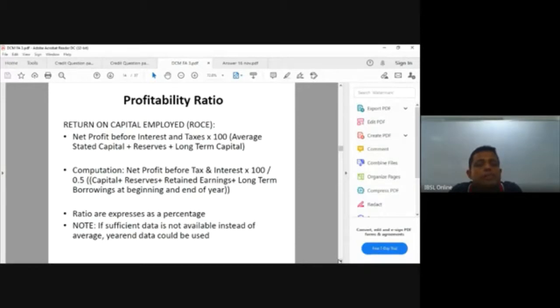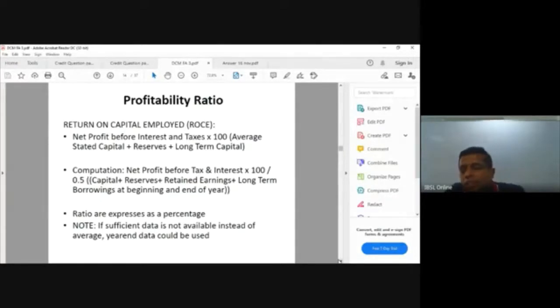Therefore, take net profit before tax and before interest, divided by average capital employed. Under capital employed, you have to take the equity capital and the long-term borrowings, and you have to take the average. This is also expressed as a percentage, and the higher the ratio, the better it is. Make sure you take the equity capital.